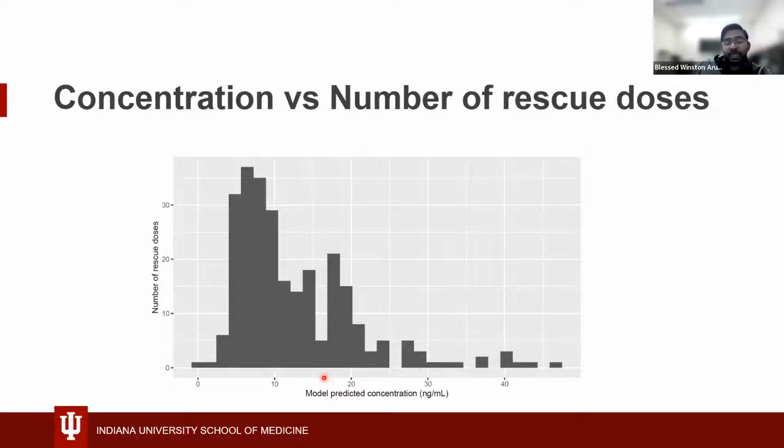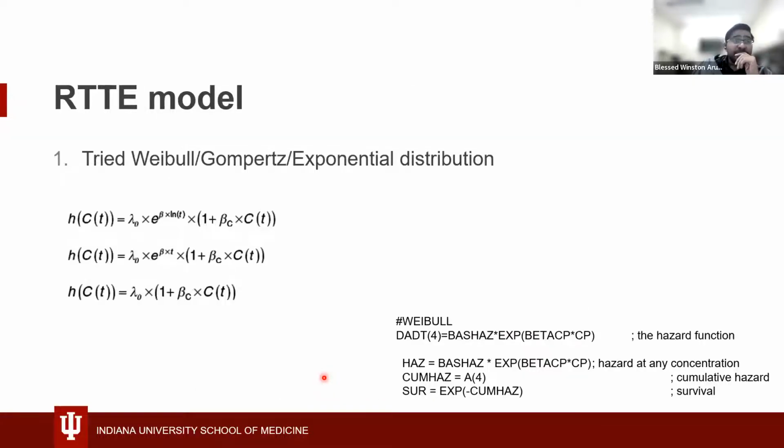So now the way to go ahead was to do a repeated time to event model, time to event being the patient taking the rescue dose. So we tried a Weibull or Gompertz or exponential distribution model to do this repeated time to event analysis. So it's a PK/PD analysis with the PD component being analyzed in a time to event way, so with a hazard analysis.